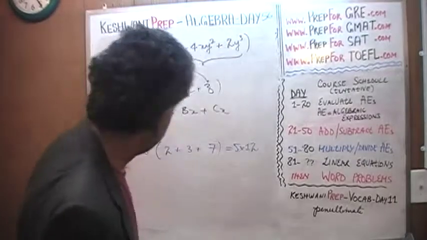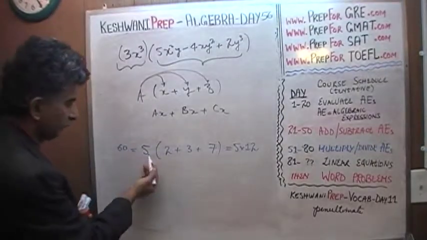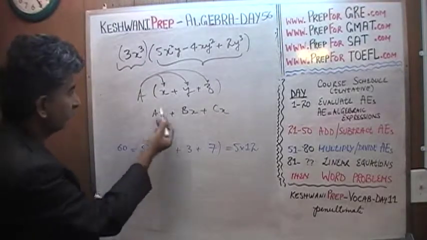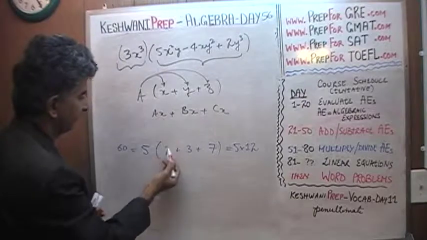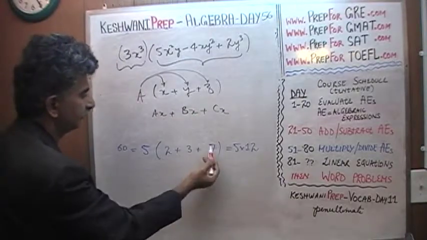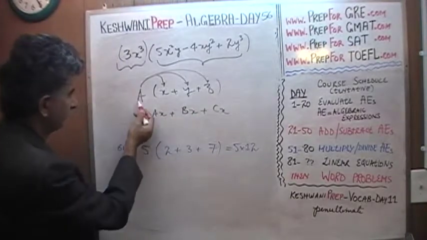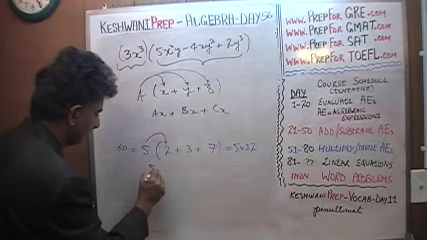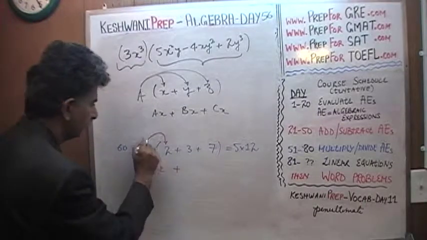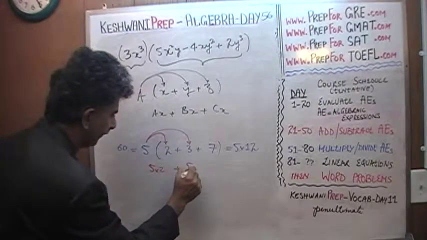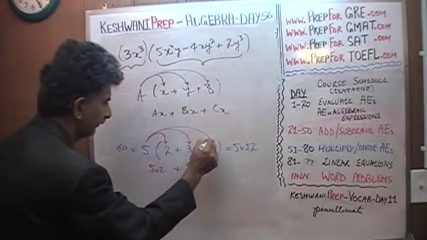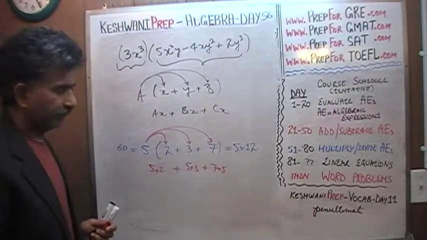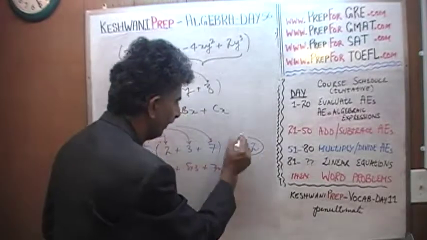Now, we're going to show the same work. You have to pretend that these are variables. Do not look at these as numbers, look at them as variables, as x, y, and z. Pretend that x is 2, y is 3, and z is 7, and your a is 5. So here we have 5 times 2 plus 5 times 3 plus 7 times 5.